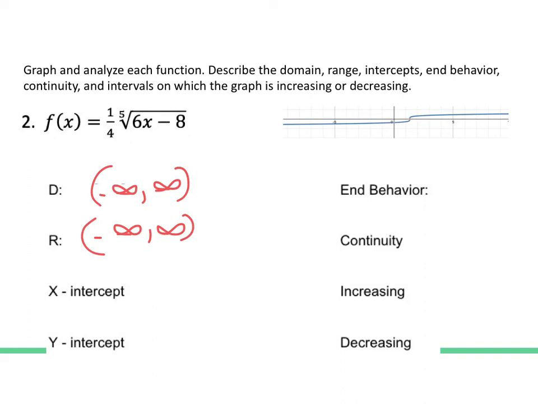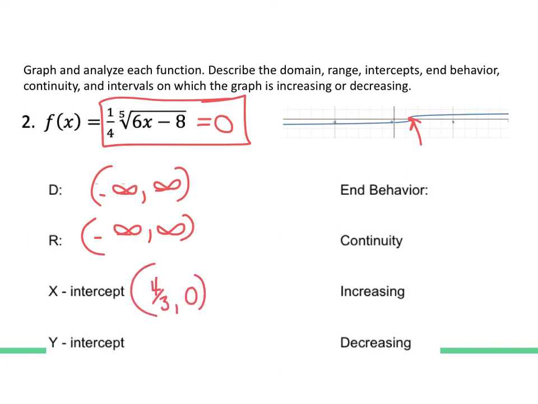Now, as far as the x-intercept, where it crosses the x-axis, we need to be able to solve algebraically a radical equation where we let y equal 0, and I'm going to show you that very shortly in our next video. For now, graphically, you can use the graphing calculator to see that this crosses at the point 4/3, 0. To get the y-intercept, all I need to do is find f of 0, which algebraically is approximately negative 0.38.